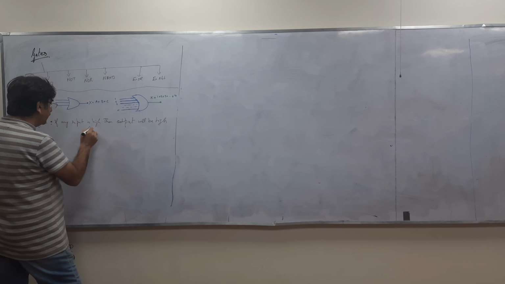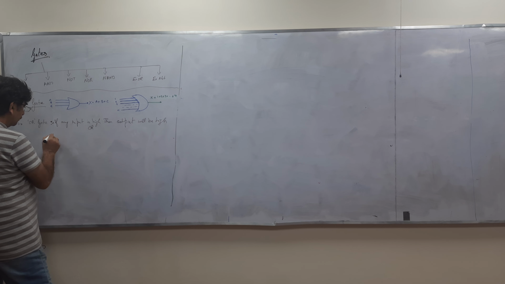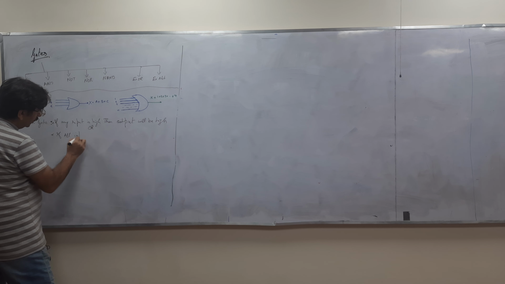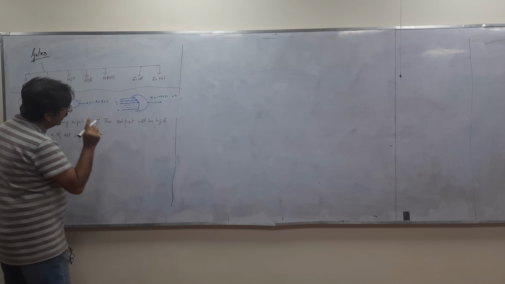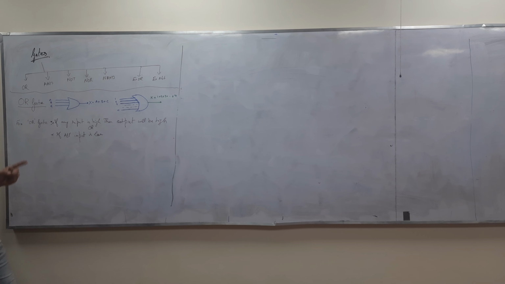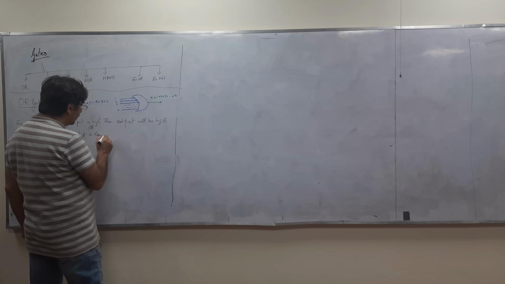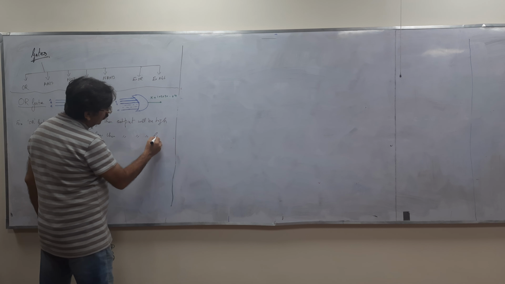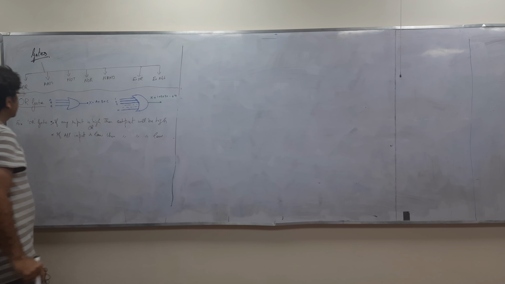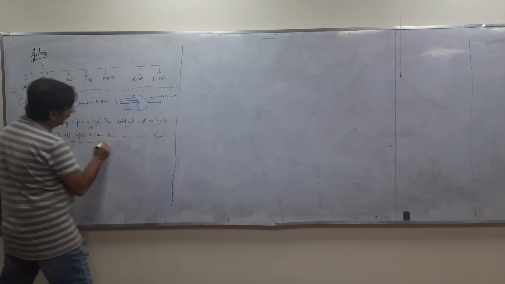In other sense, you may say that if all inputs are low, if any one is high, then the output will be high. If all inputs are low, meaning no input is high, then the output will be low. This is the logical diagram. This is about the logic gate.